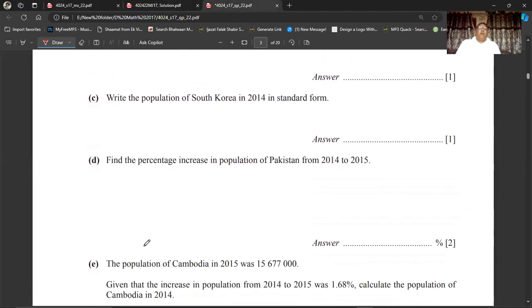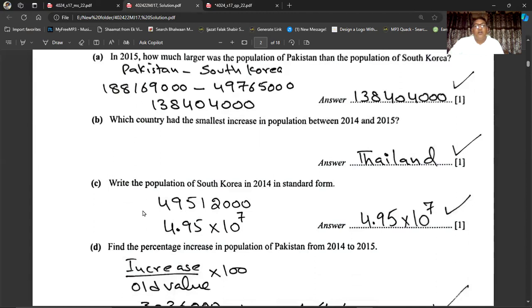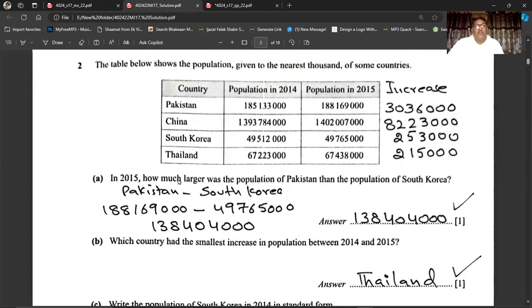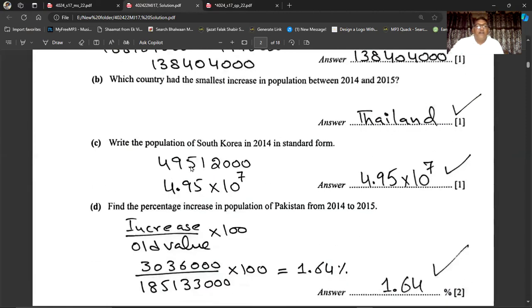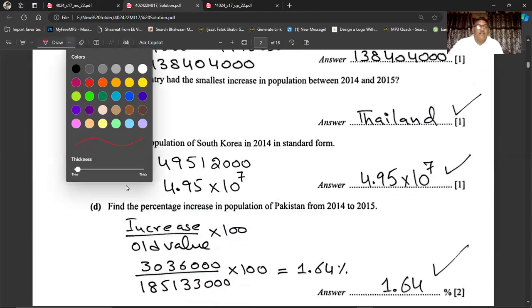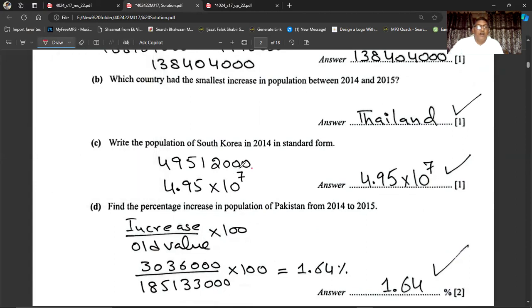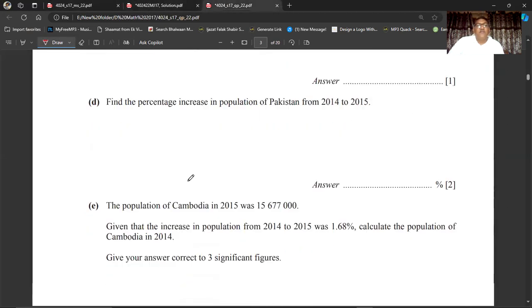Then we have question number 2, it's C part. He says write the population of South Korea in 2014 in standard form. Okay, so the population in 2014 of South Korea is 49,512,000. Its decimal is here. So I will move it 1, 2, 3, 4, 5, 6, 7. When I move the decimal 7 steps to the left, I will write 4.95 × 10^7. 4.95 × 10^7 is the right answer, sir. This is how I do it.